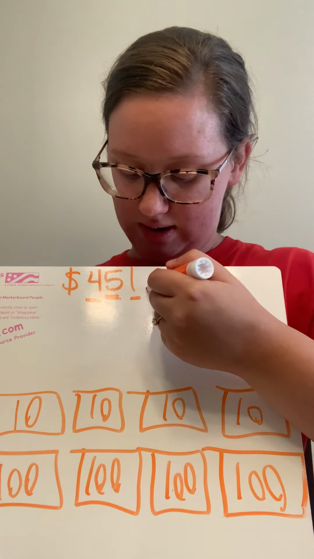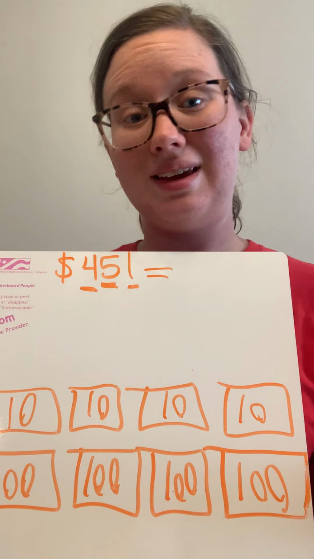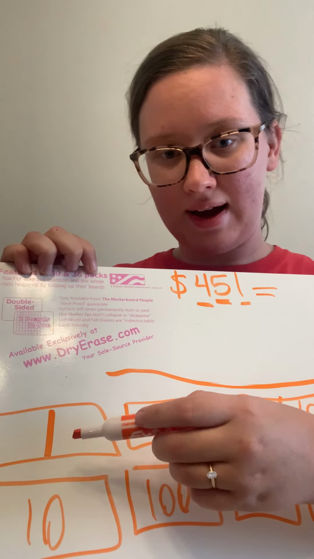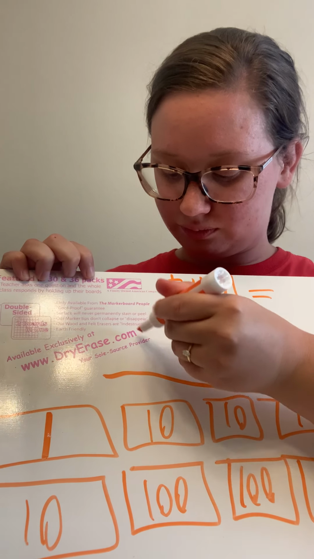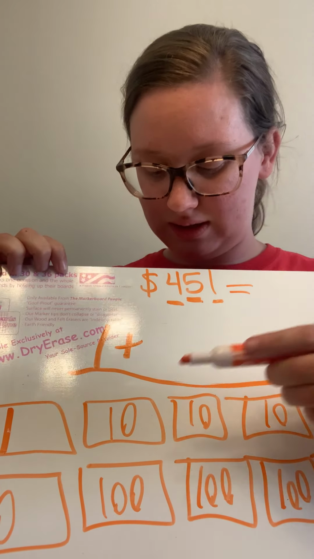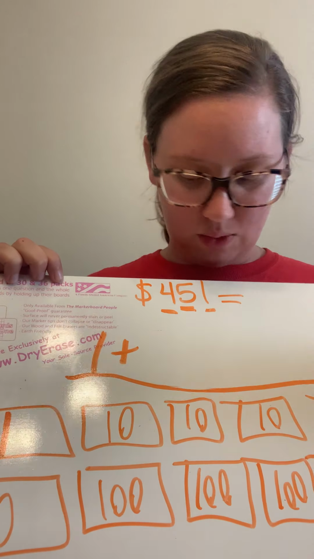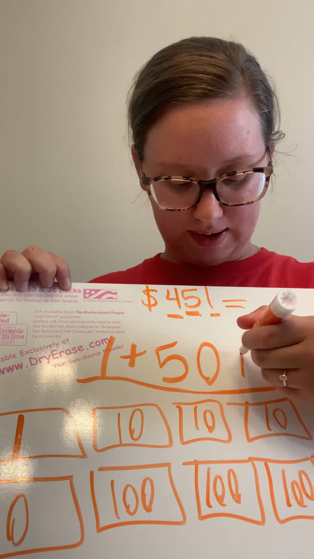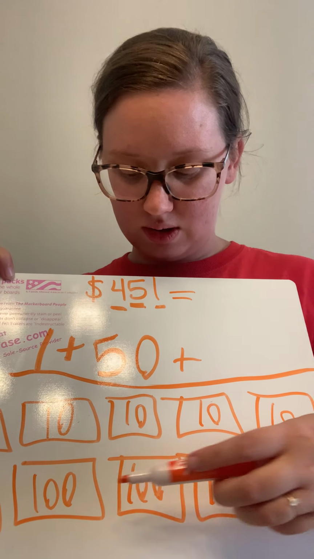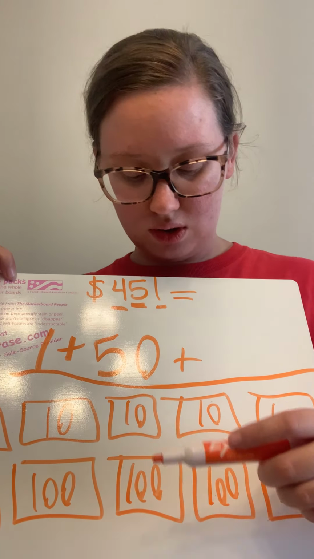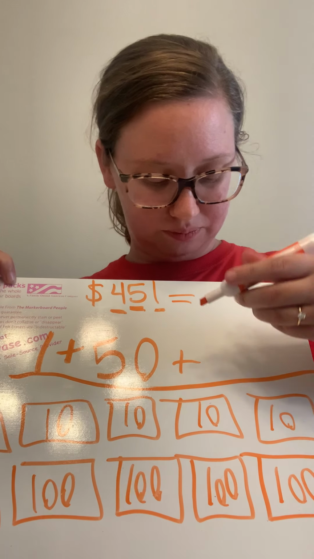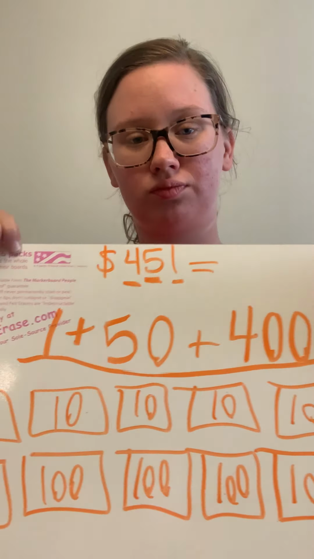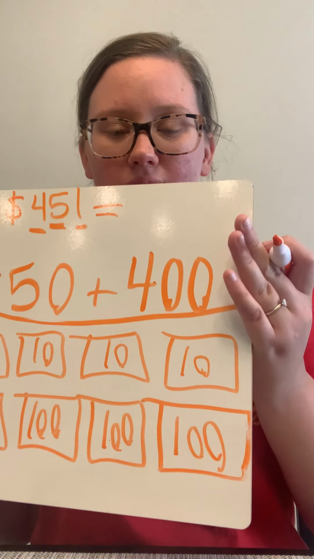And then underneath it, it says 451 equals, and that's where we do our expanded form. So how many ones did I have? 1. Plus how many tens? 10, 20, 30, 40, 50. Plus 50. Plus how many hundreds did I use? 100, 200, 300, 400. $451.